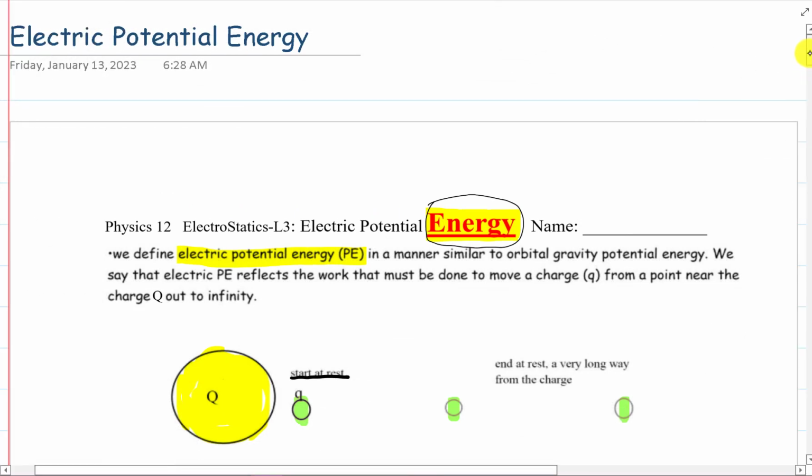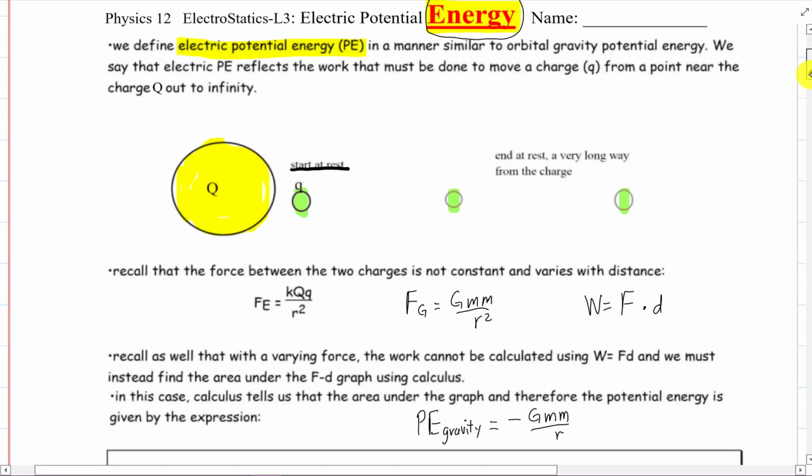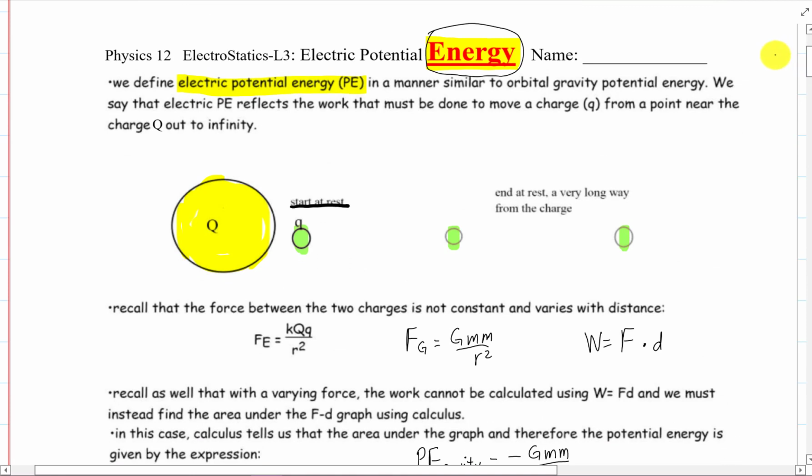Welcome back, physics fans, and here we are with the third lesson in the electrostatics chapter, and it is on electric potential energy. We define electric potential energy in a similar way that we do gravitational potential energy. We say that the electric potential energy is the work that must be done to move the charge from near a larger charge. So we have a fixed larger charge, and we're going to move the smaller charge out to infinity. And we're going to calculate how much work that requires, and that'll be the change in potential energy.